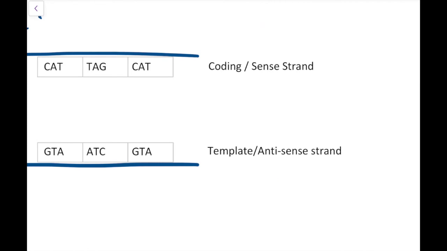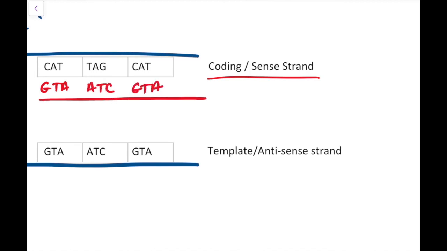If RNA polymerase was going to come and bind and then use the top strand, if it used the strand that makes sense and put in the nucleotides, it would get the message GTA, ATC, GTA, and that would be the mRNA, and that would go off. But this doesn't make sense.